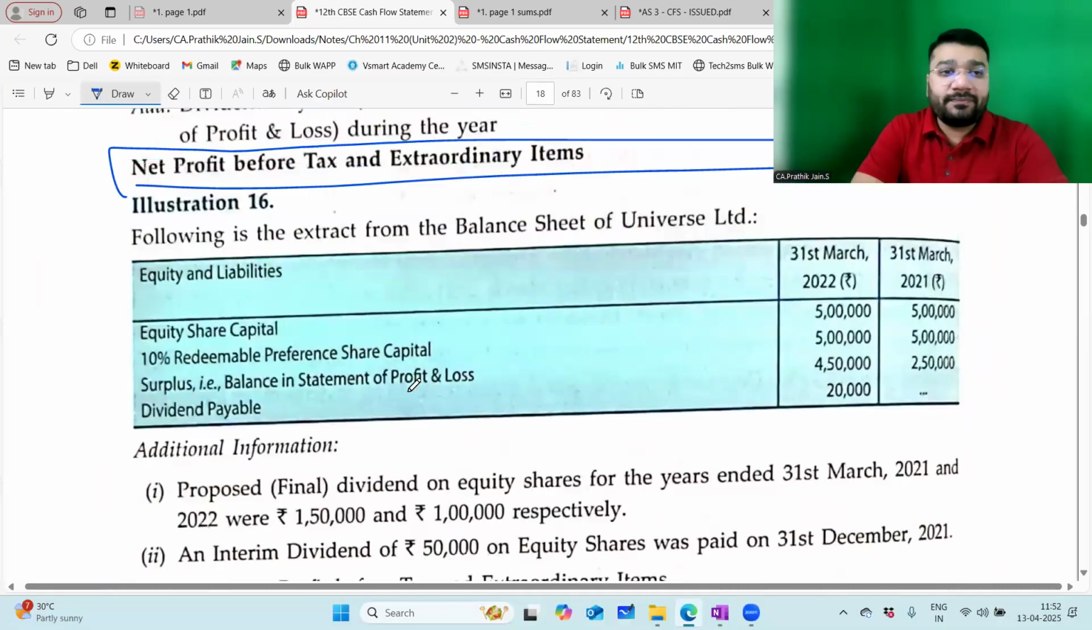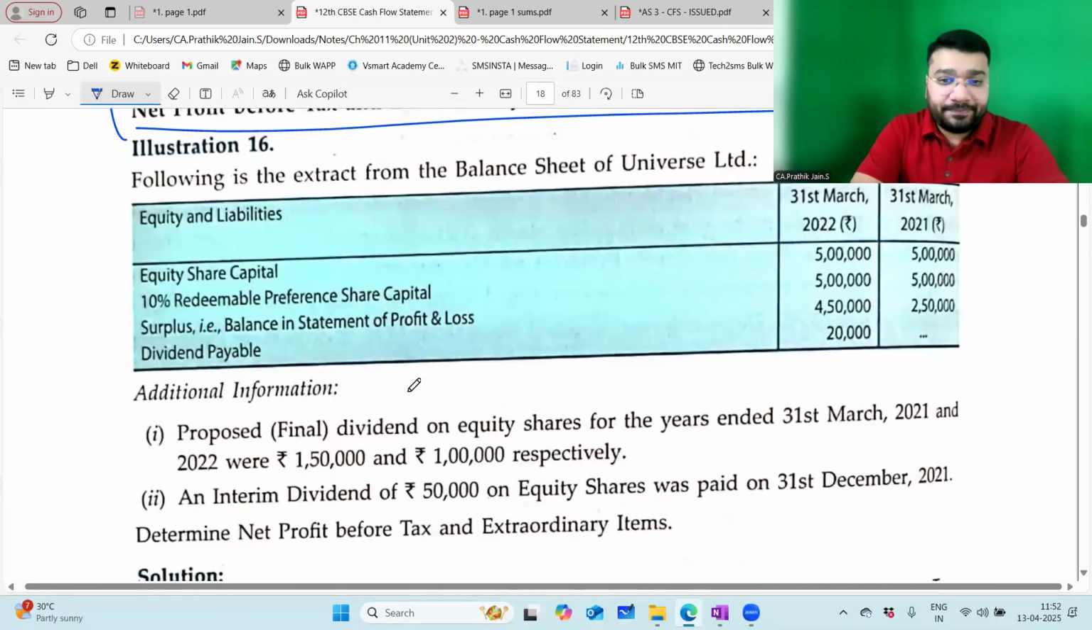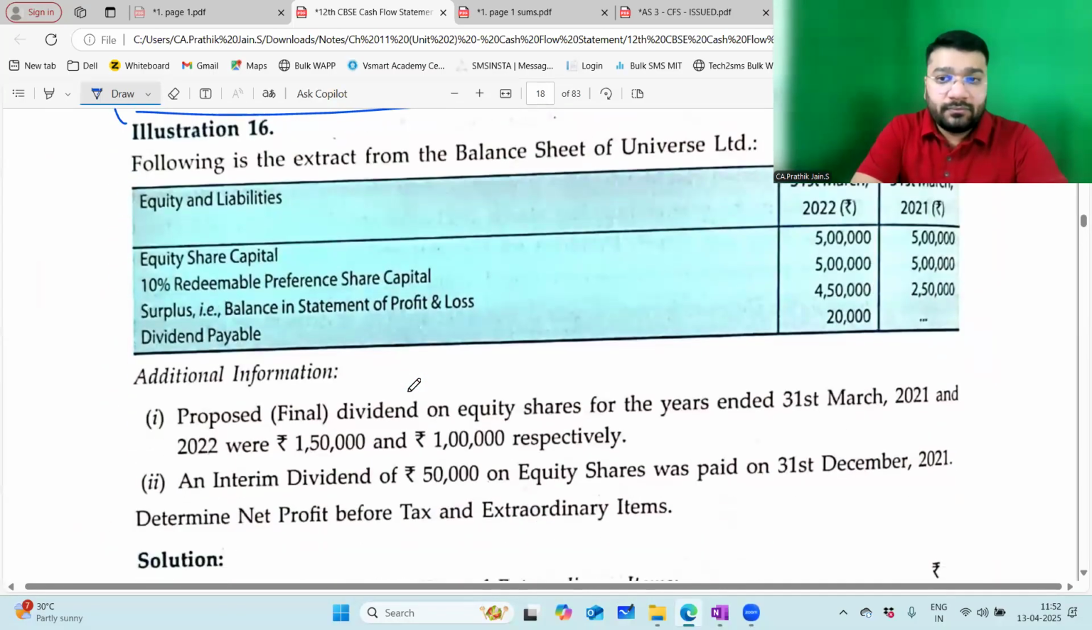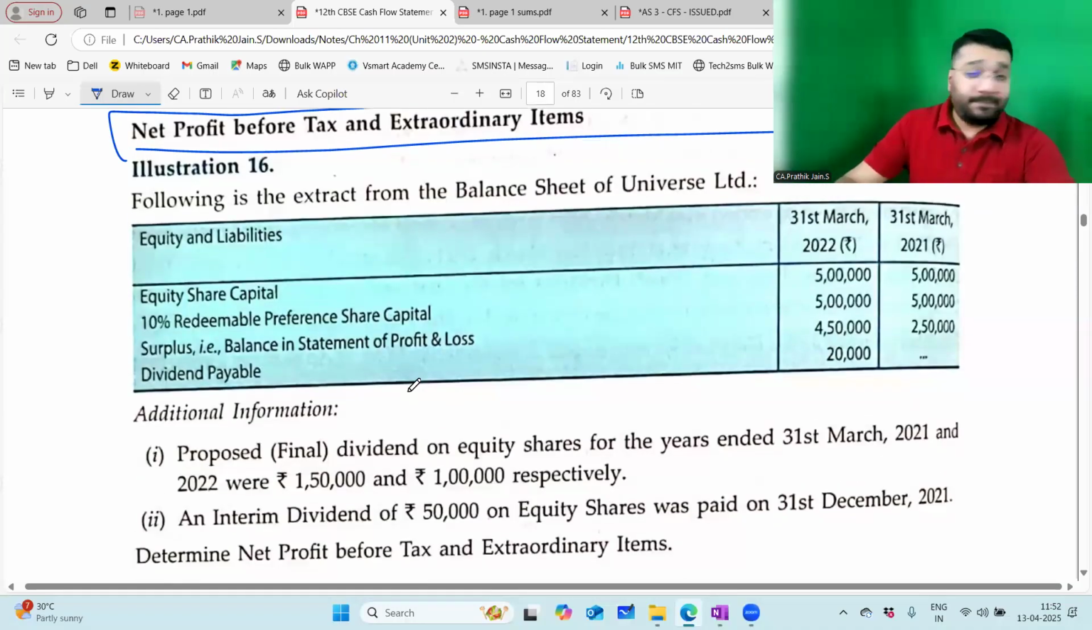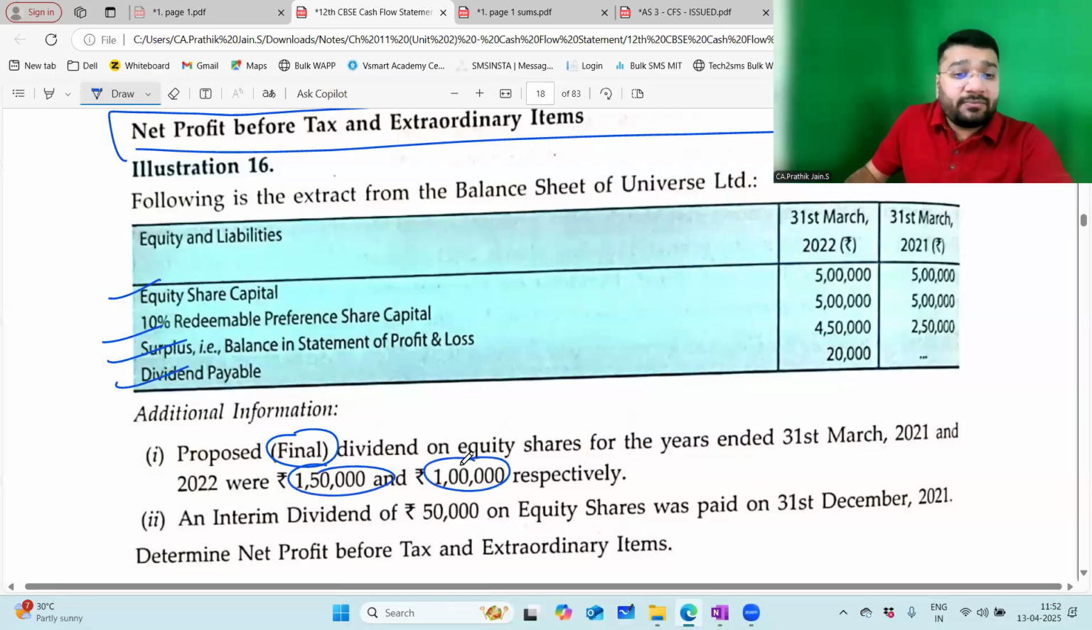Now coming back to question number 16. You calculate. I'll give you 2 minutes of time. Please do it. Equity capital they've given. 10% redeemable preference share capital is given. Surplus is given. Dividend payable is given. Final dividend, previous year, current year. Interim dividend is given. Please calculate fast.